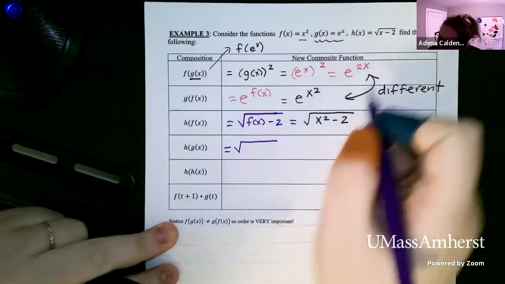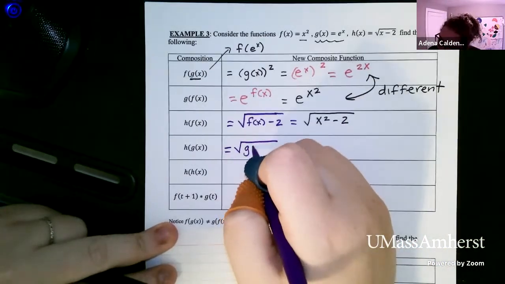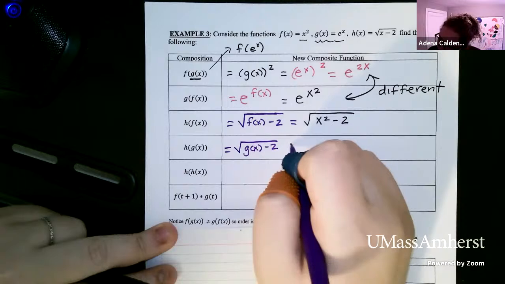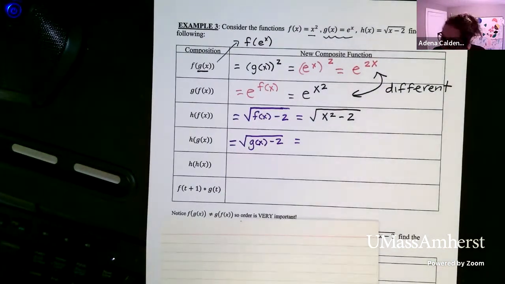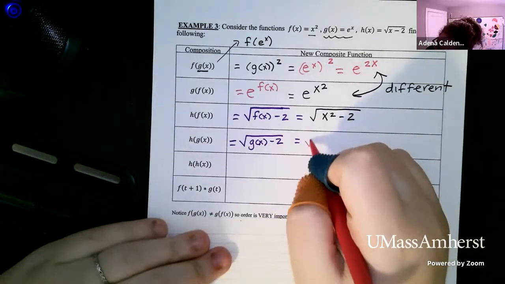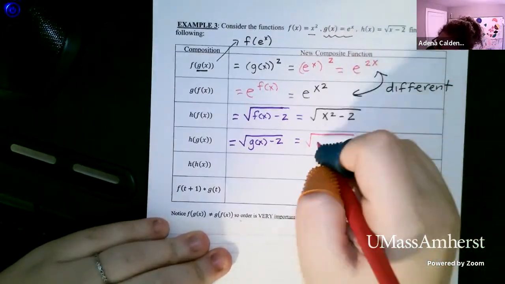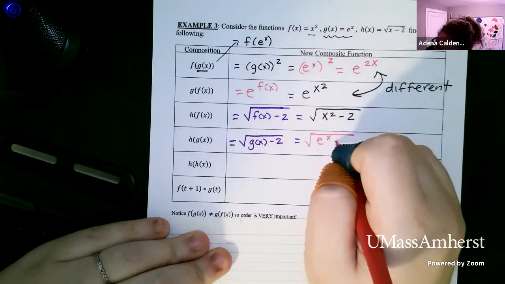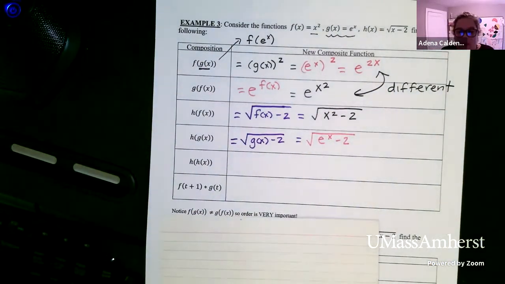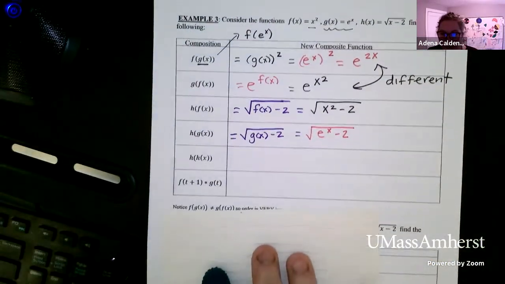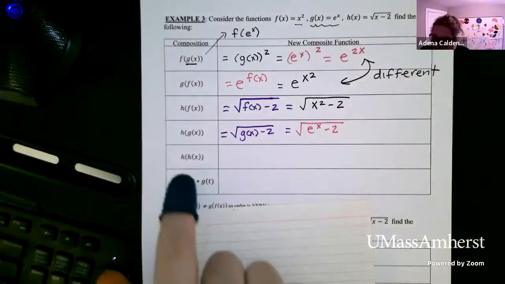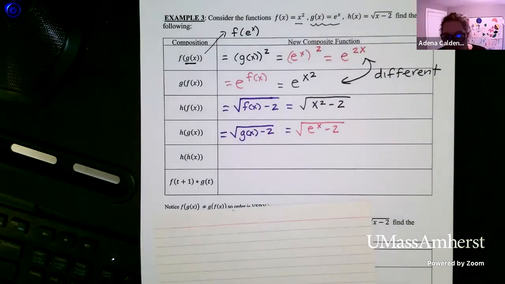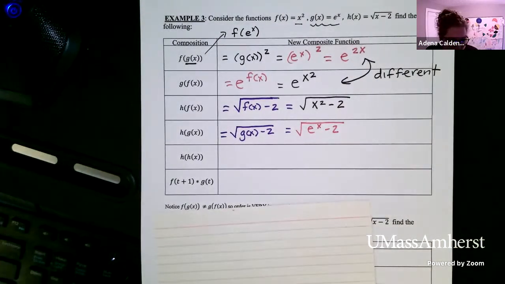So again, I'm going to start with my h function. I'm going to write g of x. And then I'm going to go ahead and plug in what g of x equals. So here, my g of x is e to the x. So I have the square root of e to the x minus 2. Okay. So again, I'm keeping in mind what is the outside function, what is the inside function, so that I know how to plug it in.